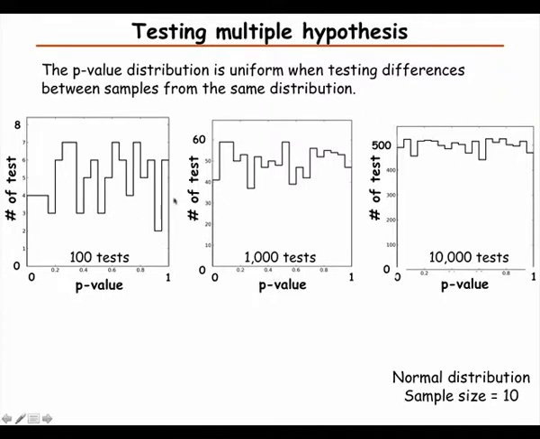So if we have 100 tests, this is a histogram, and we have 20 bins here. So we're going to divide these 100 into 20. As you see, it's roughly around 5. If we do 1,000 tests, it's going to be roughly around 50, and then 10,000 tests around 500.